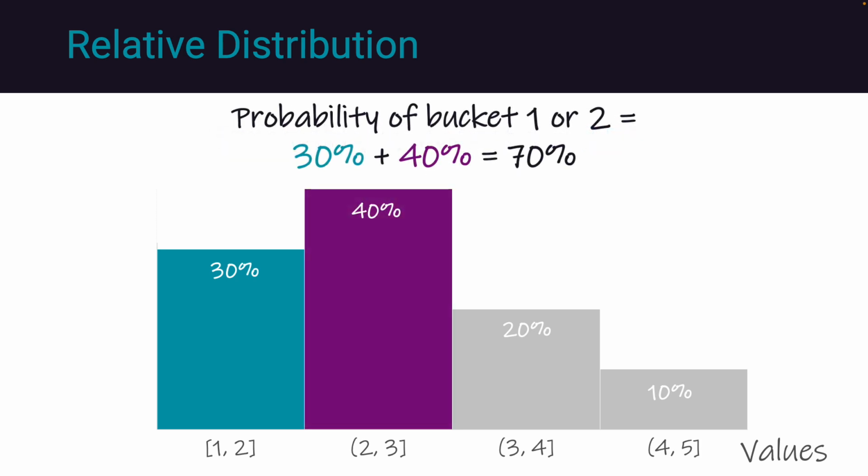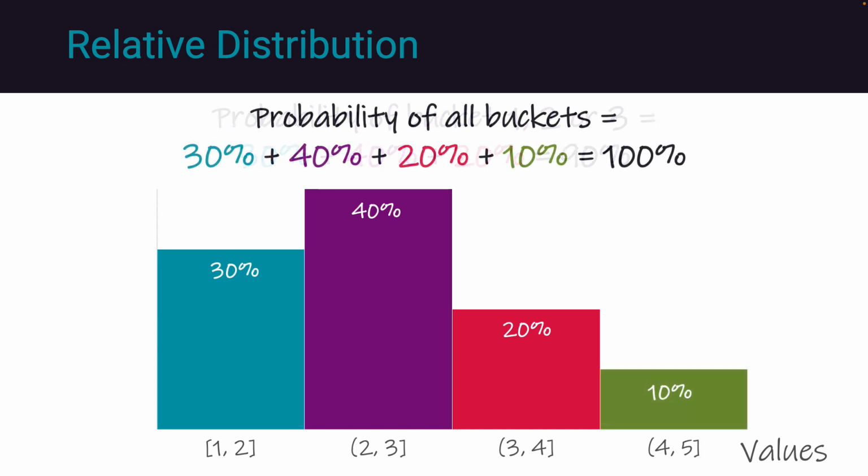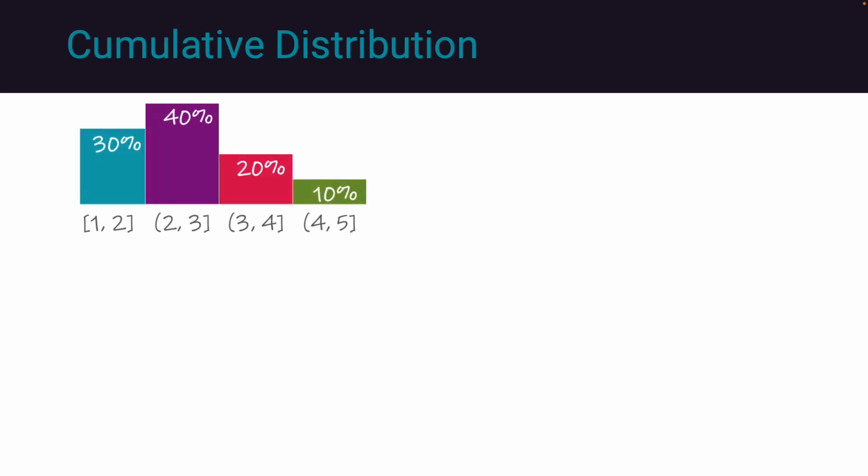Expanding this, if we want the probability of numbers from buckets 1 or 2, basically the probability of selecting a restaurant with an average review between 1 and 3, we sum the probabilities of the first two columns, resulting in 70%. Continuing this pattern, the cumulative probability for the first 3 buckets is 90%, and for all 4 buckets, it's 100%. Another approach to extract probabilities within a range is through a cumulative distribution.